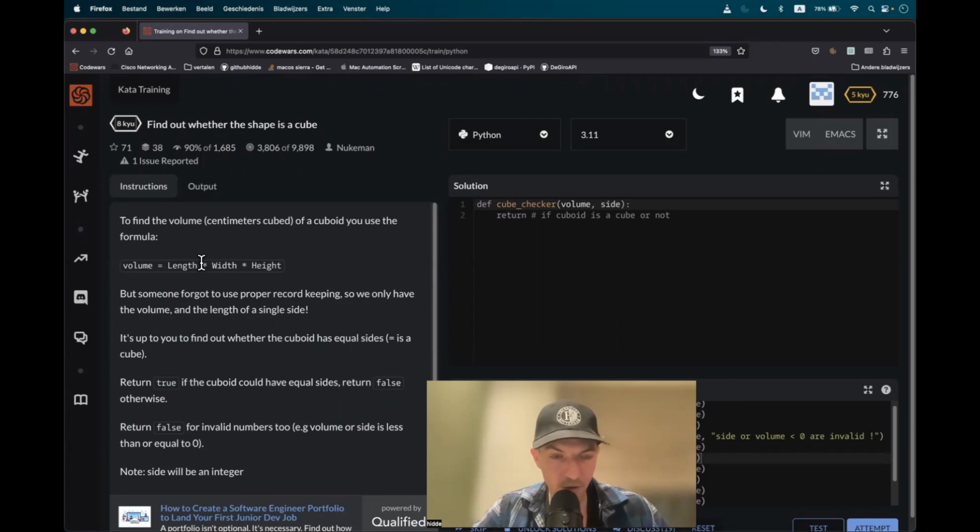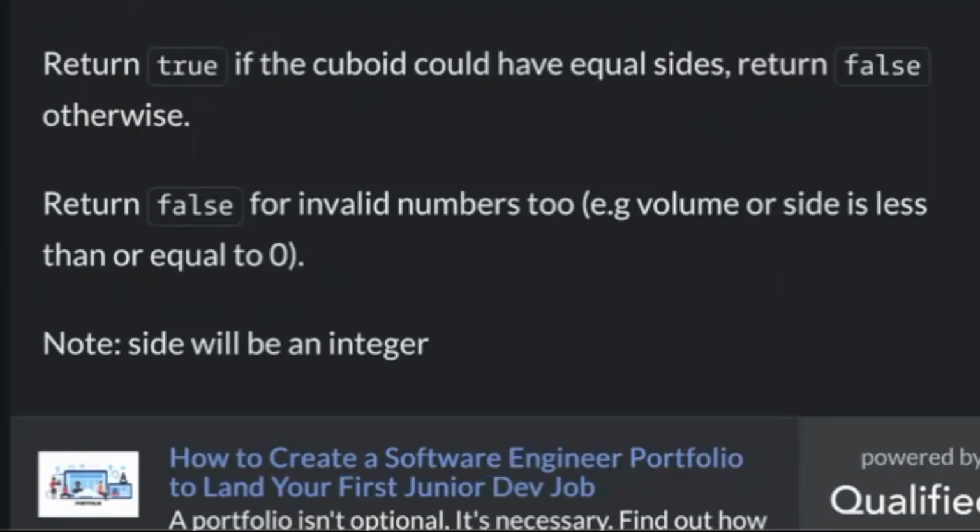But someone forgot to use proper record keeping, so we only have the volume and the length of one single side. It's up to you to find out whether the cuboid has equal sides. Return true if the cuboid has equal sides and return false otherwise. And also return false if there are any invalid numbers, in other words, numbers that are 0 or less.